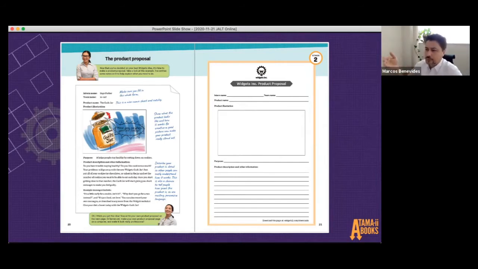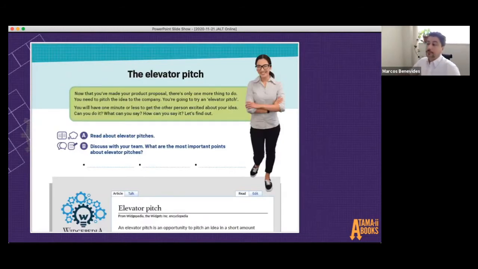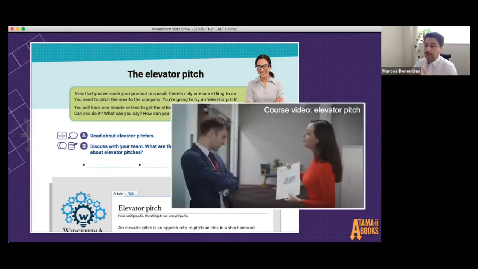So again, this character, Jessica, actually talks to them through the video in the form of a kind of authentic conference call from the boss, right? And she gives them their task, which is to come up with a product proposal. The other task that they do is an elevator pitch. And this is the oral task for the stage. Each stage has a written task and an oral task. And the elevator pitch, if you're familiar with the concept, is a very short pitch of an idea. And there's, again, video support that would help the students through it.